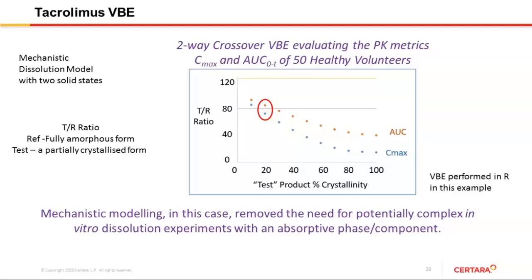So the mechanistic modeling in this case removed the need for potentially complex in vitro dissolution experiments with an absorptive or phase or component. So essentially we moved away from trying to choose which in vitro dissolution profile should be input to the PBPK model by mechanistically modeling the tacrolimus disposition.